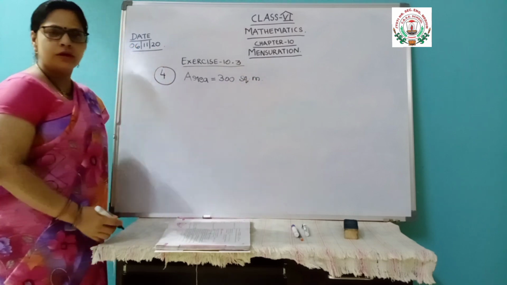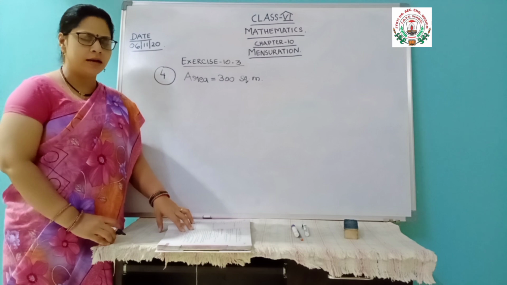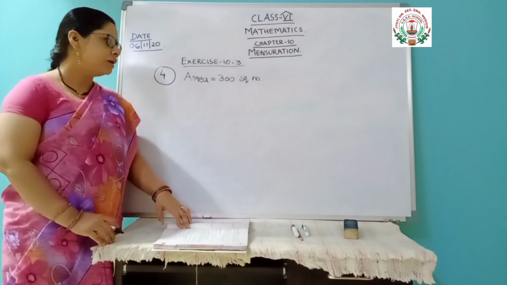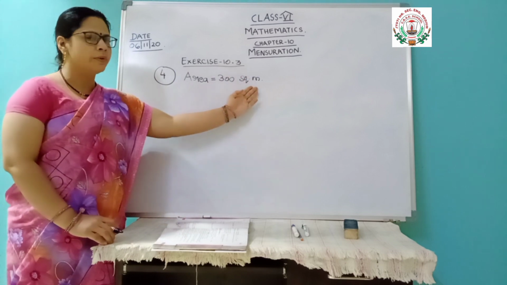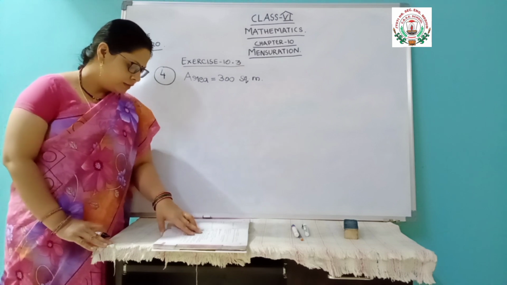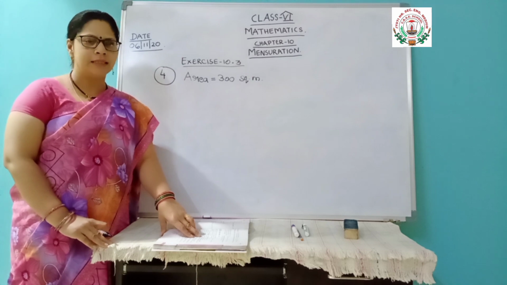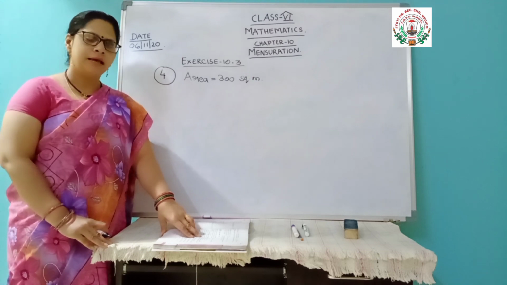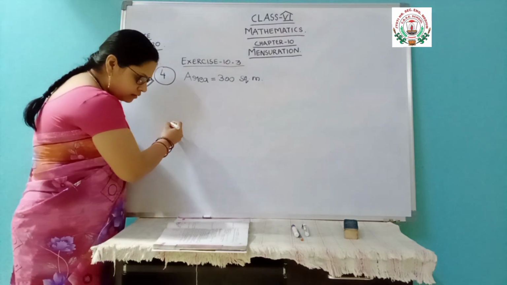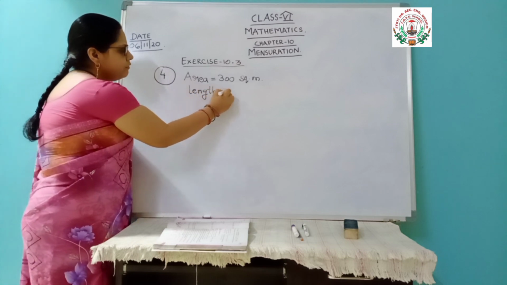I have told you the unit of area: we write square meter, square centimeter. For perimeter we write only centimeter, only meter. Here the area unit is square meter. So here area is given, 300 square meter, and 50 meter long. Long means length, broad means breadth. So length is given, 50 meter.